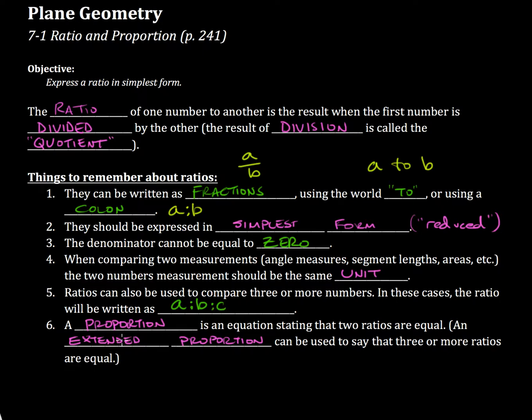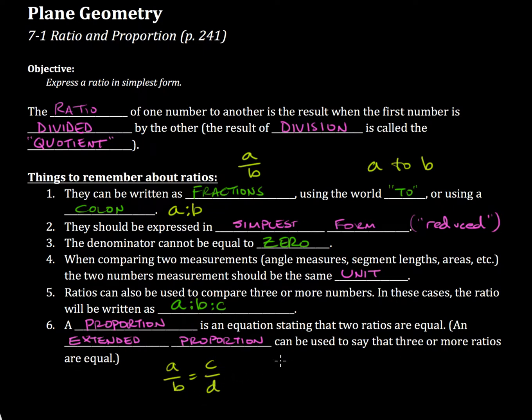Proportion is something we'll deal with a lot. That's what we get when you take two ratios and set them equal to each other. So if I say A over B is equal to C over D, I have a ratio of A to B, another ratio of C to D, and I set them equal. That creates what we call a proportion. And we're going to deal more with proportions in the next video.